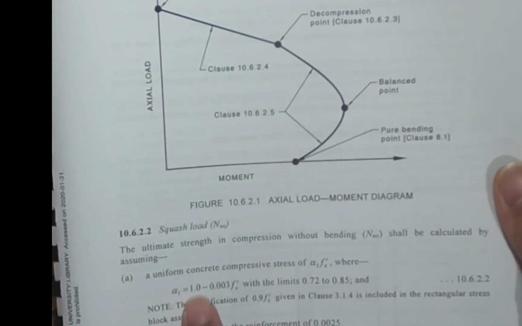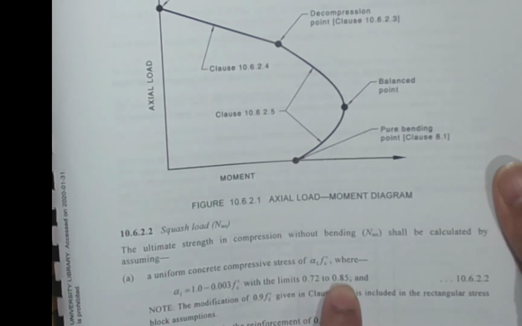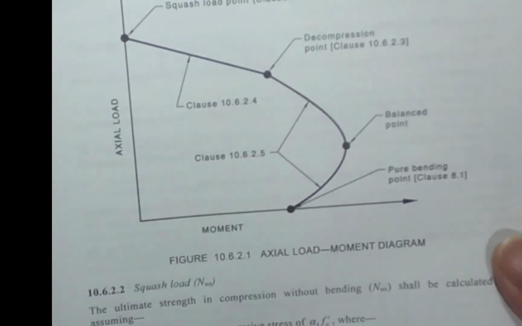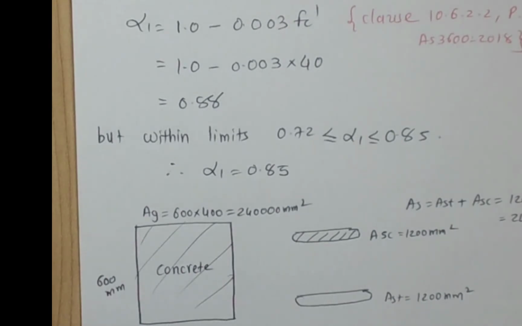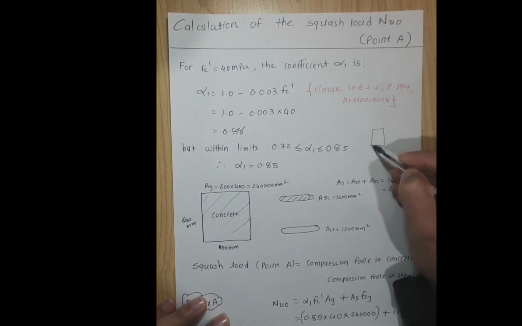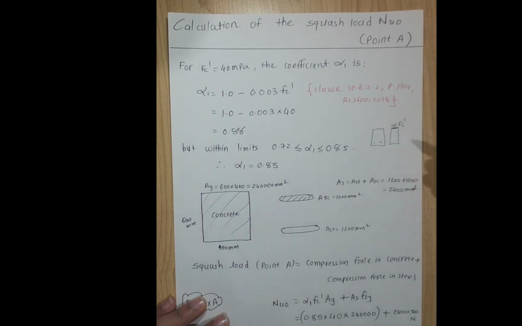For alpha 1, you have this equation: 1 take away 0.03 f'c, but it should be between 0.72 and 0.85. So if it is less than 0.72, you take 0.72. If you get 0.75 or 0.80, you take the actual value. If you get more than 0.85, you take 0.85. So what is this compression stress actually? If you take the column with the reinforcement and draw the stress diagram, this is the stress alpha 1 f'c. That is the actual concrete stress.